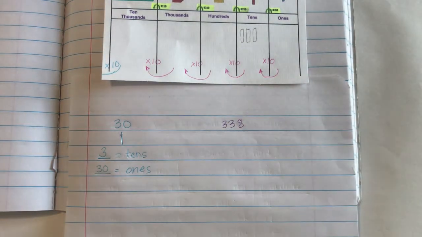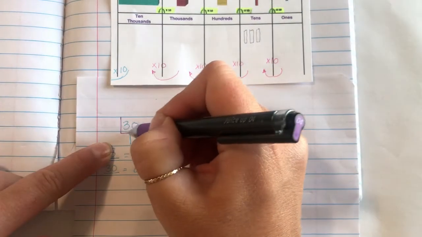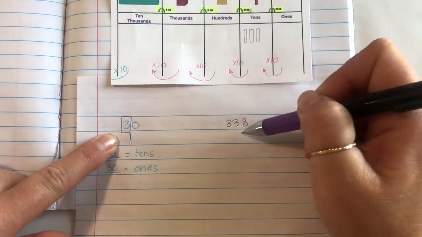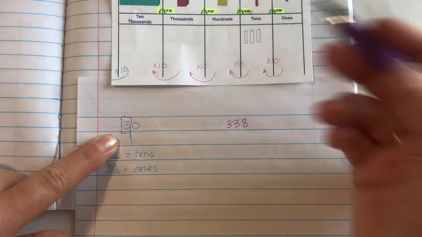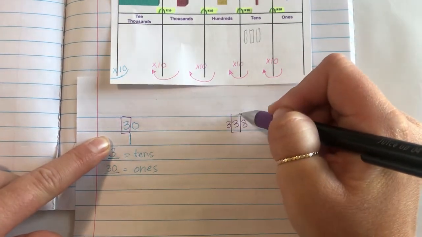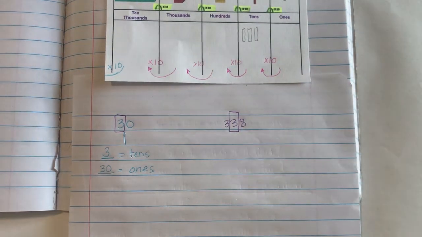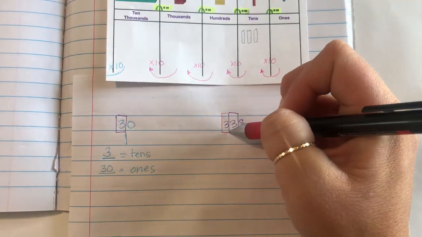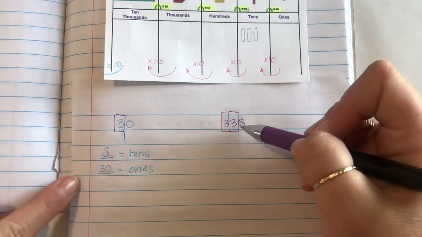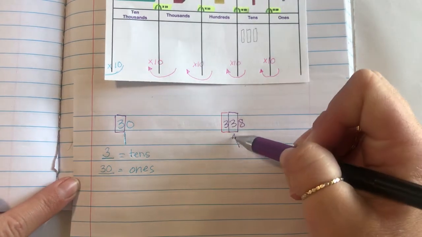338. Now, instead of looking at the 3 over here, I think I'll look at both of these 3s, because there are actually 2, but they're going to have different values because they're in different place value spots. So let's look at the one that I put a purple rectangle around.